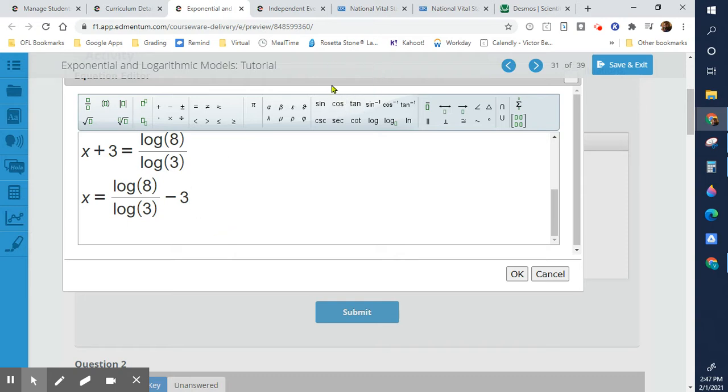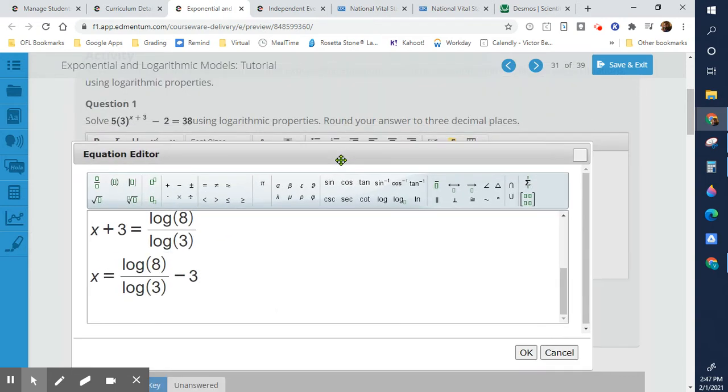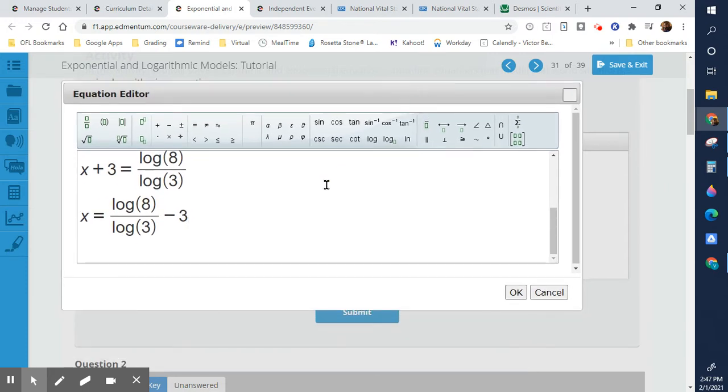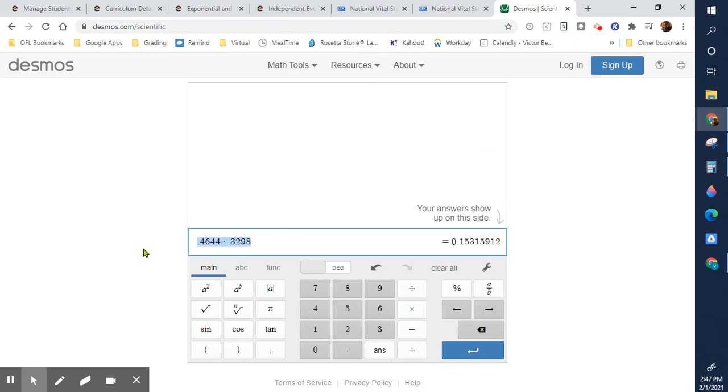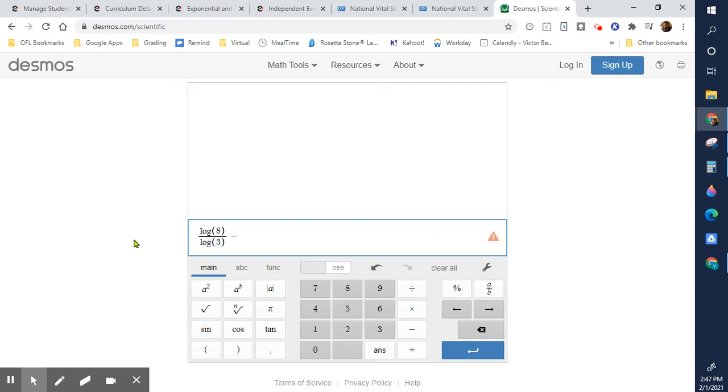And this is going to be approximately equal to, and I say approximately equal to because they're telling us to do only 3 decimal places. So I'm going to say this is approximately equal to, using this squiggly little equal sign. Go to my Desmos, and I'm going to do log of 8 divided by log of 3. I'm going to subtract.